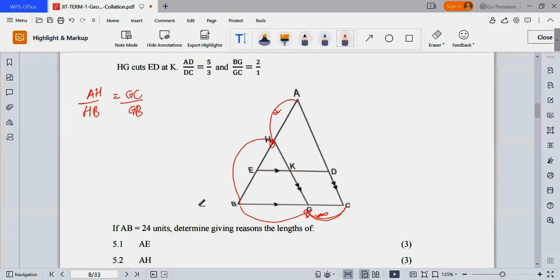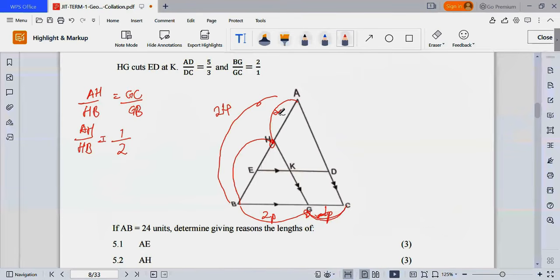So that's it. Now, we want to calculate the length of AH, but remember BG here, we were given 2P, and then GC here, we were given 1P, right? So to calculate for this one, we could simply say we are given that the length of AB here is 24, right? And then using this ratio, AH over HB is equal to GC, which is 1, and GB is 2. So this will give us a ratio of 1 over 2, or 1 is to 2.